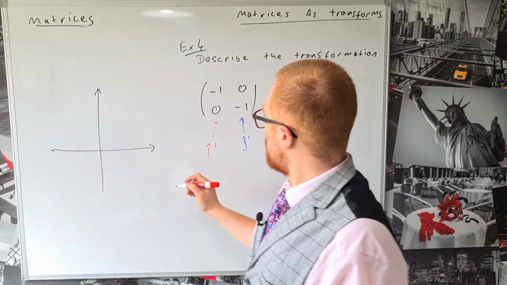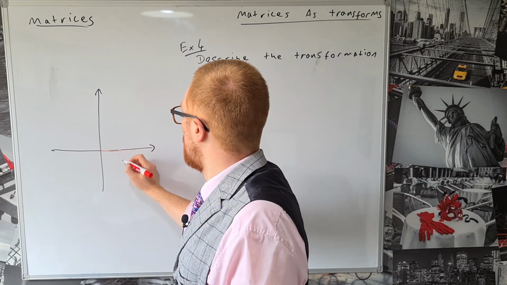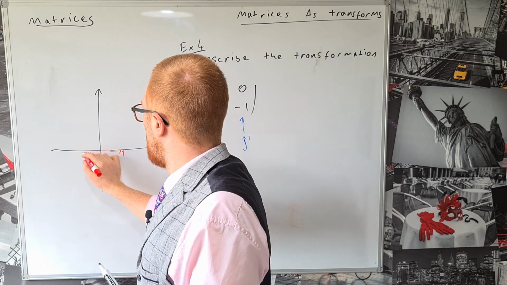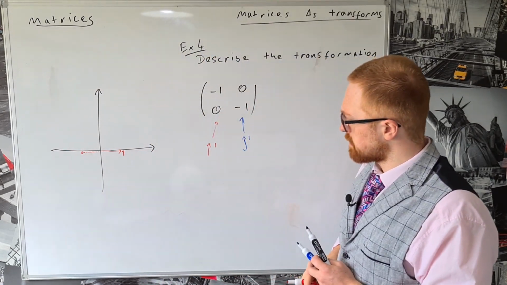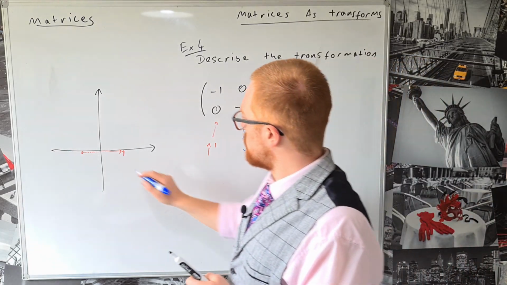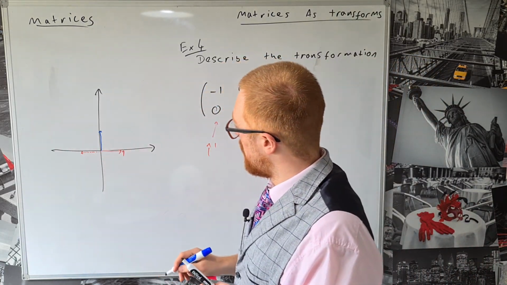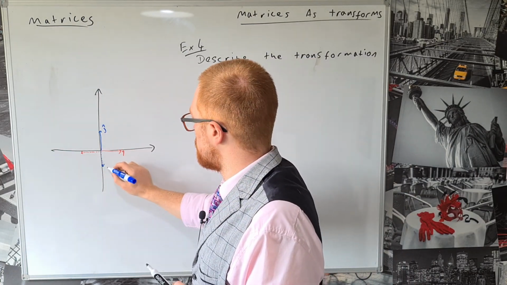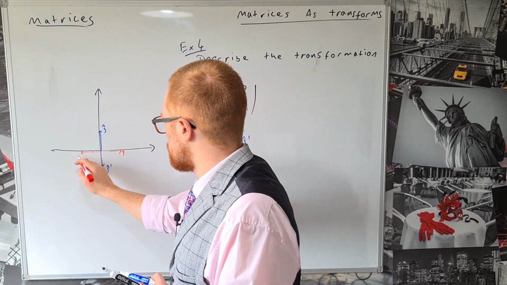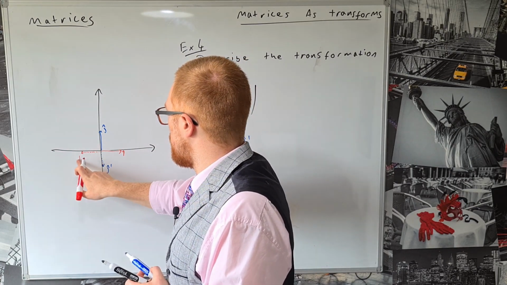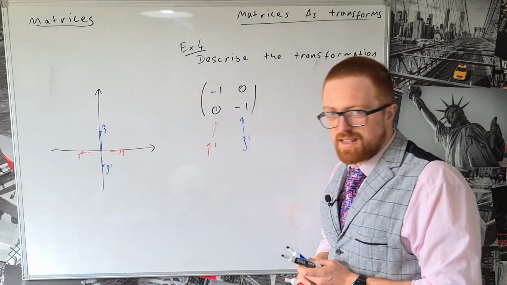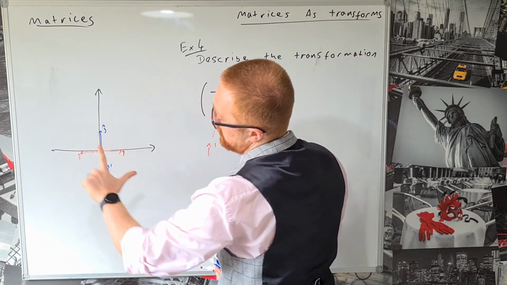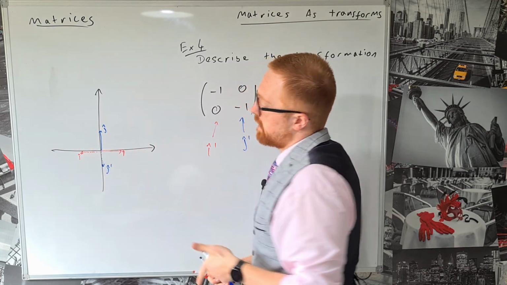So let's draw all that information on a diagram. So i hat started at 1, 0, and it ended up at minus 1, 0. And similarly, j hat started at 0, 1, and it ended up at 0, minus 1. Okay, so we've got these vectors now, so now I just need to think what could have taken this pair of vectors this way and transformed it onto the pair of vectors that way.